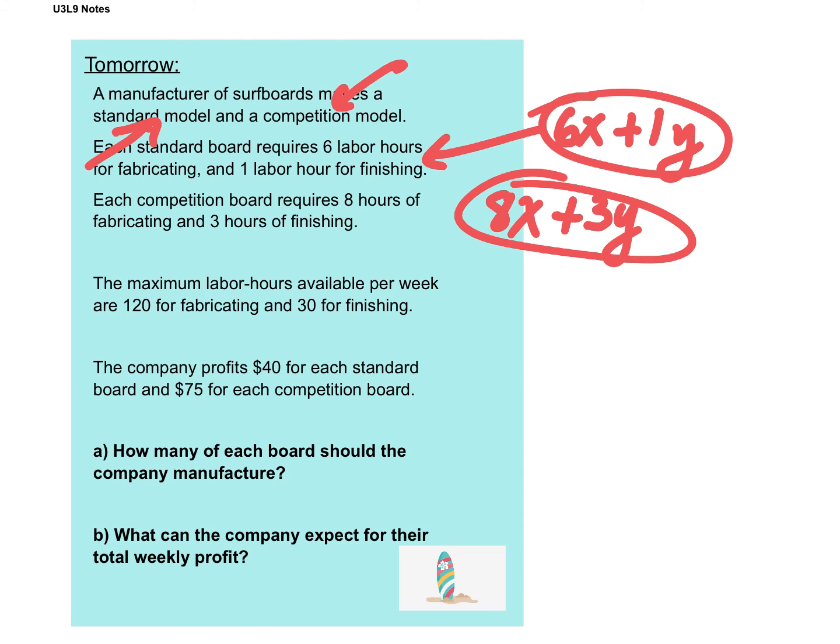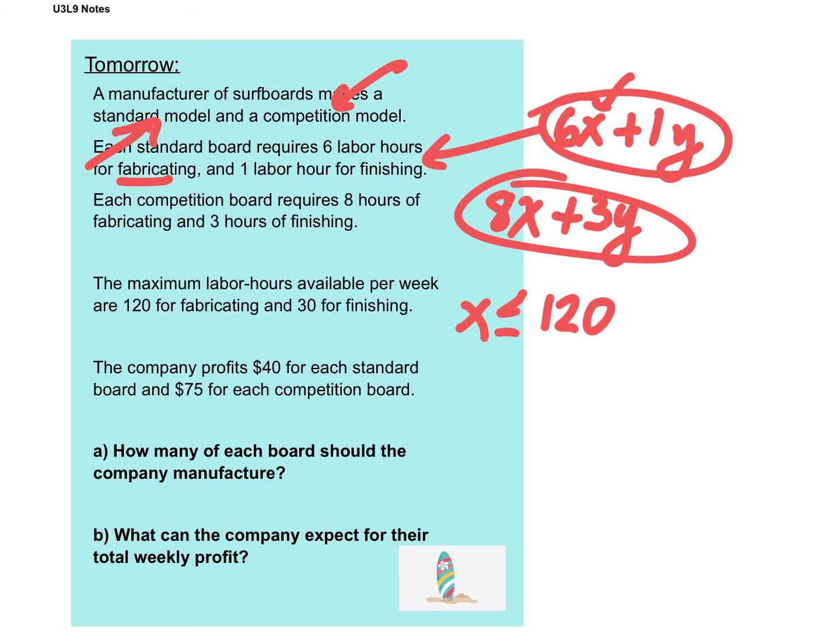The maximum labor hours available per week are 120 for fabricating. Which one was fabricating again? Fabricating was the first kind. That was the X kind, was fabricating. So X has to be, I'm going to do this wrong on purpose. Think about this. Greater than 120. No. Which way should it be? Less than or equal to 120. Very good.